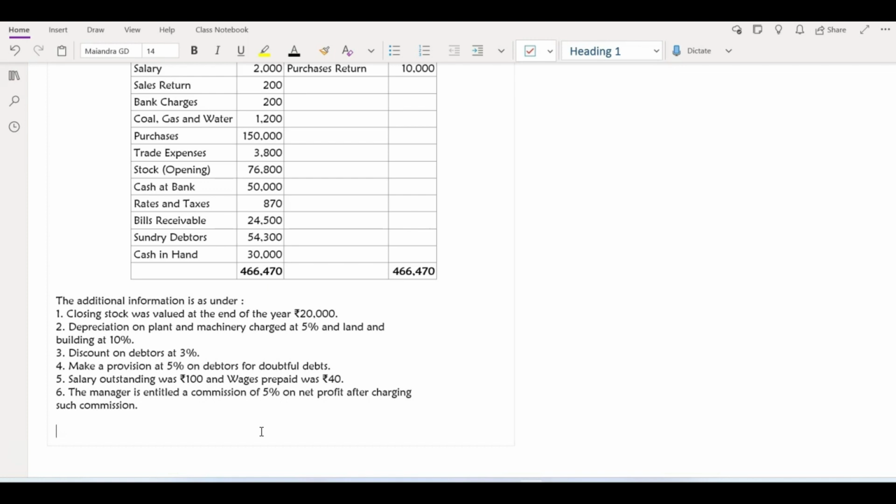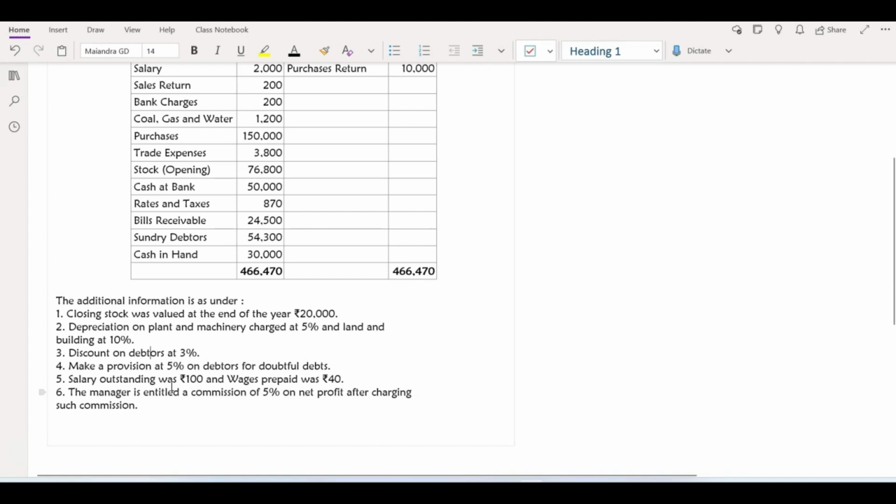Discount on debtors at 3%. I have to create a provision for discount on debtors at 3%. See here, the discount on debtors is given at the third point, and provision for doubtful debts is given at the fourth point. But students, please do remember that when we create the provision, first we need to take the provision for doubtful debts and then the discount on debtors. When we prepare this, I am going to explain it a little further.